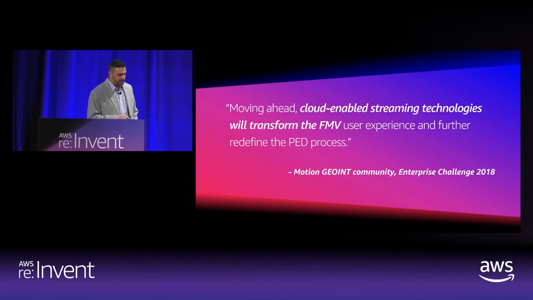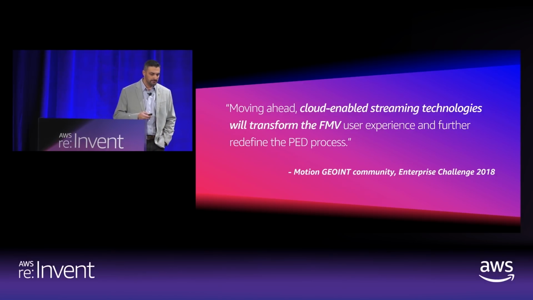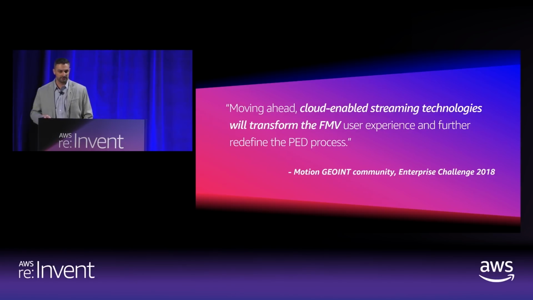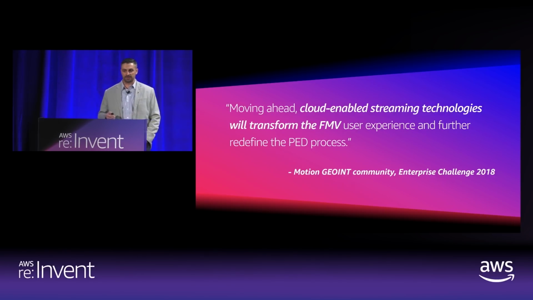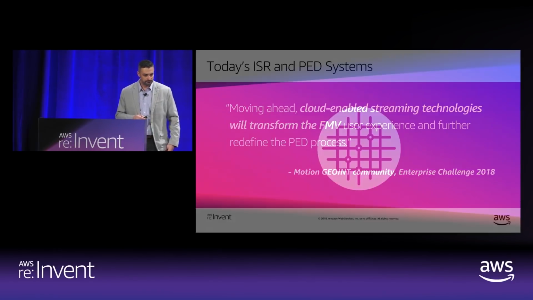Before we do, as we came out of Enterprise Challenge, the Motion GeoInt community basically had this to say about the test that we conducted. Cloud-enabled streaming technologies will, in fact, transform full motion video. And this was a collective agreement amongst the community and the Motion Imagery Standards Board and other organizations that participated. And so we see a lot of evolvement of this kind of video traffic moving beyond broadcast and into this over-the-top streaming delivery system.